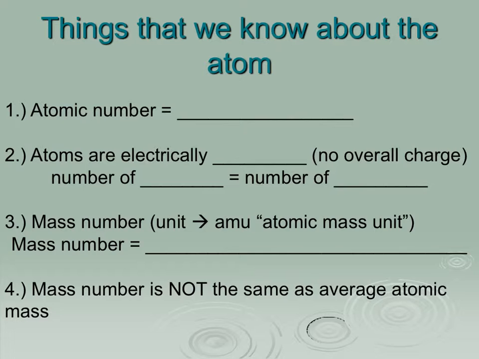And now here's a few different things that we know about the atom. One is that atomic number is equal to the number of protons in an element. Atoms are going to be electrically neutral.